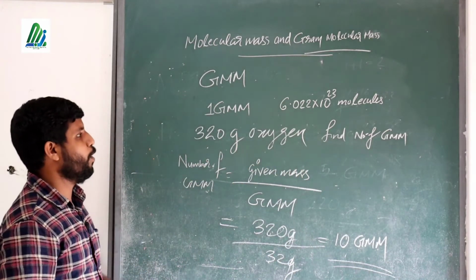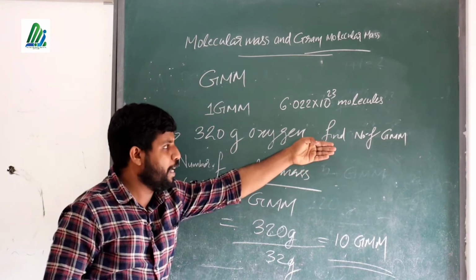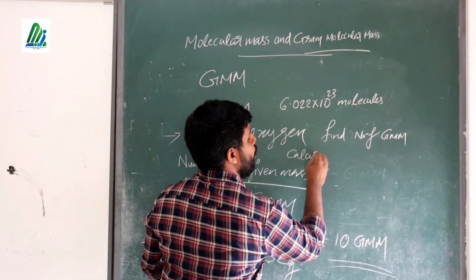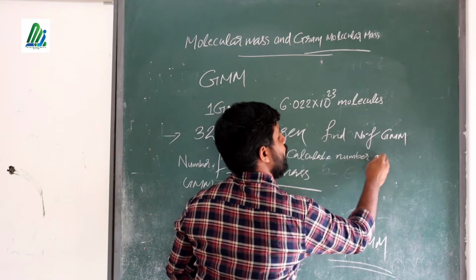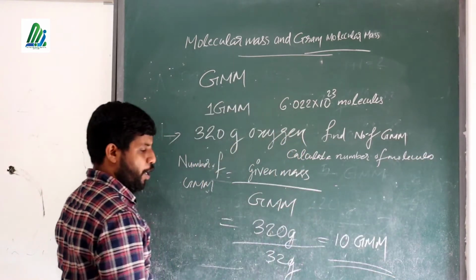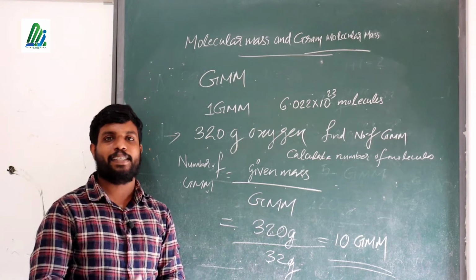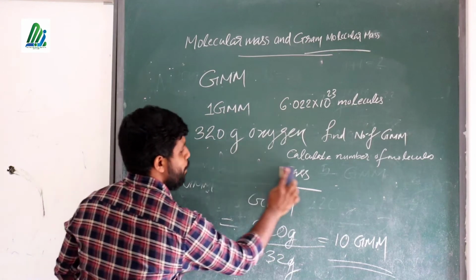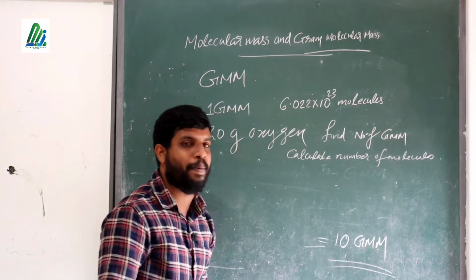Then one more question: if they ask to calculate the number of molecules in 320 gram oxygen, find the number of GMM first. You know that 1 GMM contains how many molecules? 1 GMM contains 6.022 into 10 raised to 23 molecules. Here, how many GMM? 10 GMM.